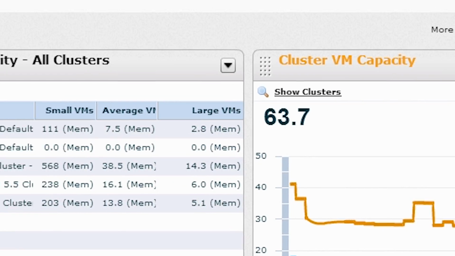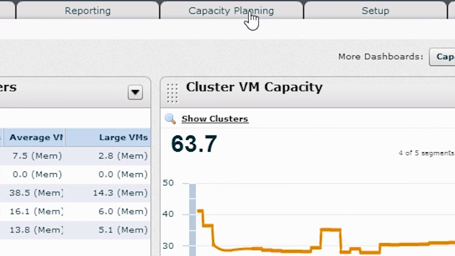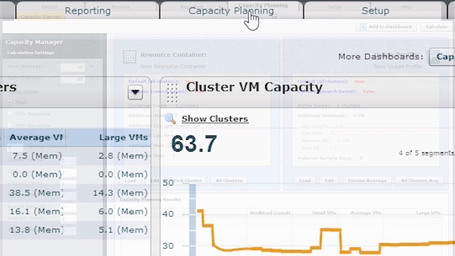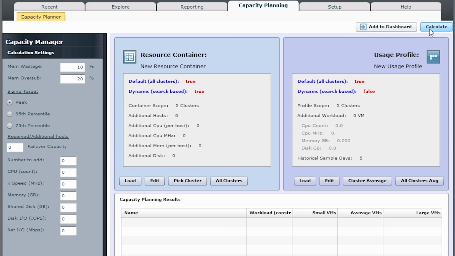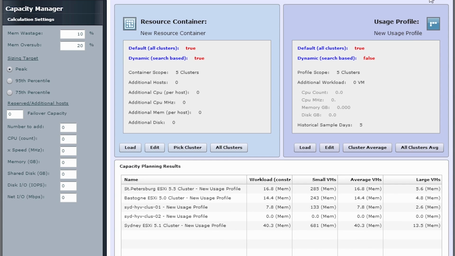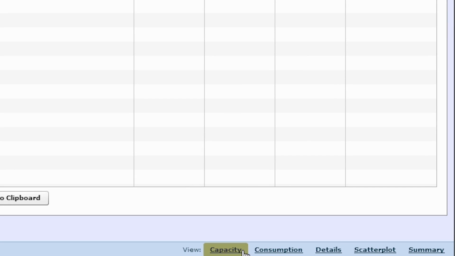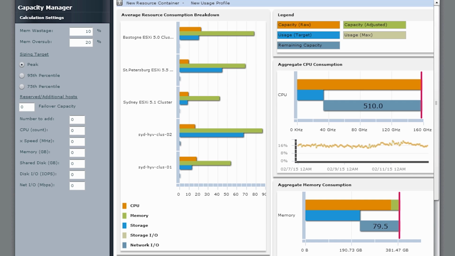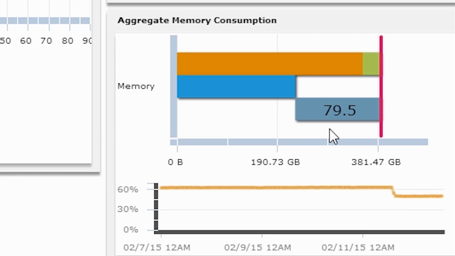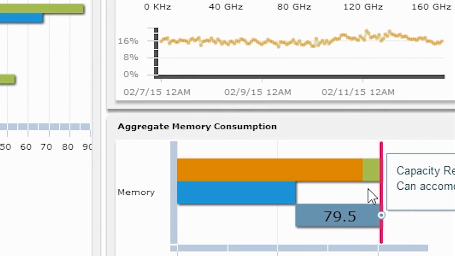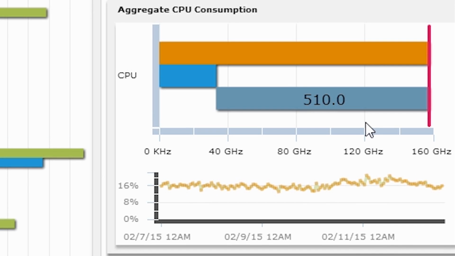To get more details, we have a capacity planning tool that's capable of what-if analysis and scenarios in the environment. You see the same constraint information that you saw on the dashboard, but it also includes a capacity view which breaks out capacity constraint by constraint. I can see here that I can fit 79 average VMs across my whole environment before I run out of memory. But if I address the memory issue, I can fit 510 before the CPU becomes the constraint.